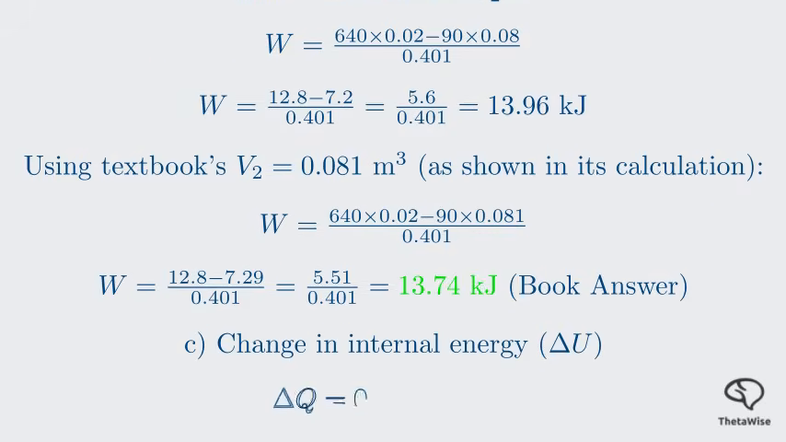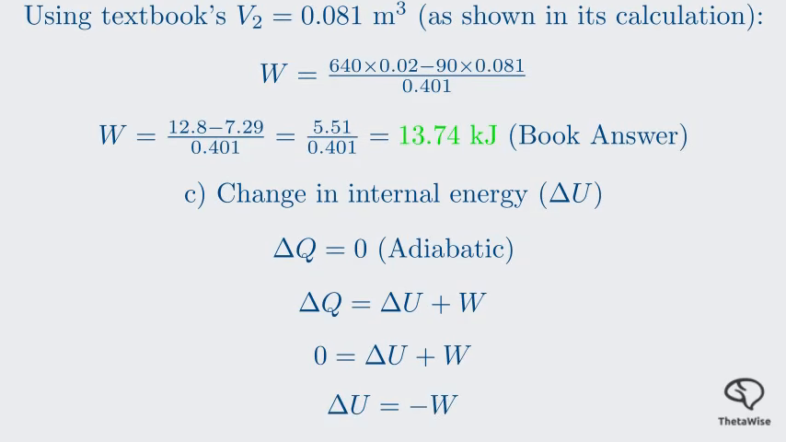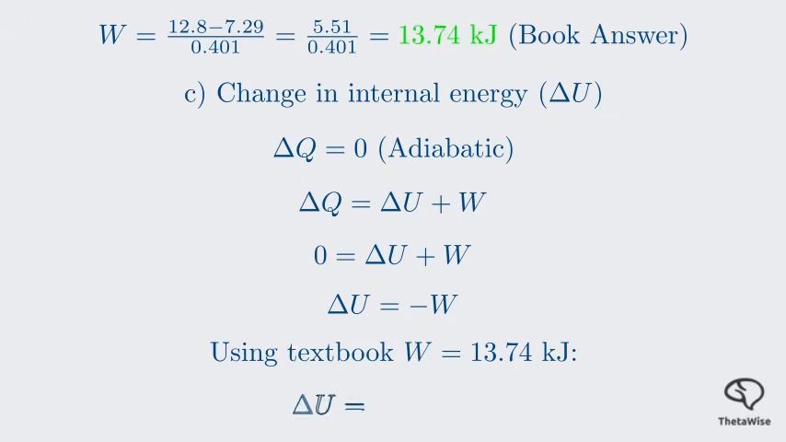For Part C, the change in internal energy, we can use our simplified first law for an adiabatic process. Since the process is adiabatic, delta Q is 0. The first law, Q equals W plus delta U, simplifies to delta U equals negative W. Using the work value from the textbook's calculation, delta U equals negative 13.74 kilojoules. A negative delta U means the internal energy decreased, which makes sense because the gas expanded and did work on its surroundings, causing it to cool down. Let's look at a couple more adiabatic examples.